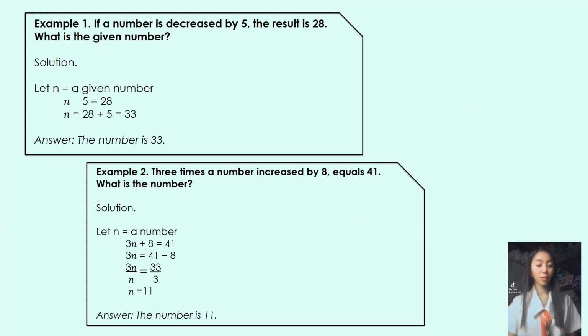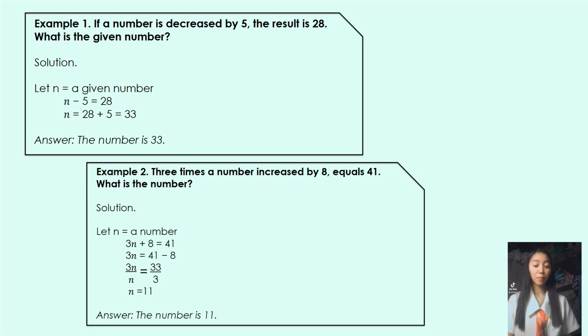Example 1. If a number is decreased by 5, the result is 28. What is the given number? Solution. Let n equal the given number. n minus 5 equals 28. In order to get its value, the 5 will be moved to the right and the sign changes from negative into positive. It is now n equals 28 plus 5, which equals the answer, 33.